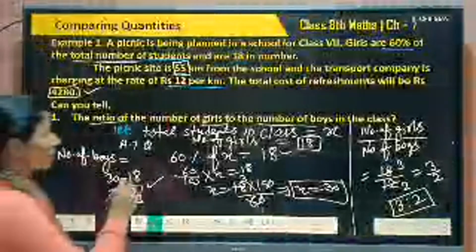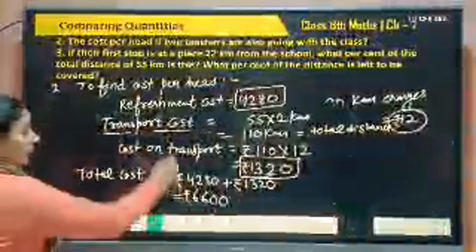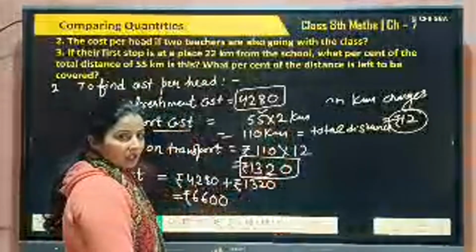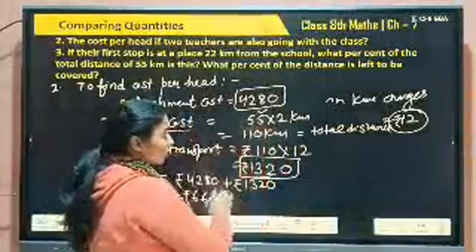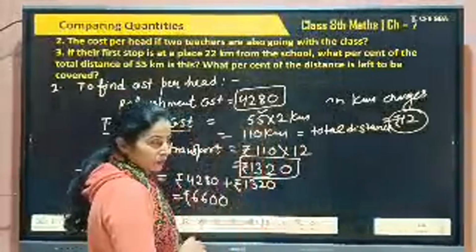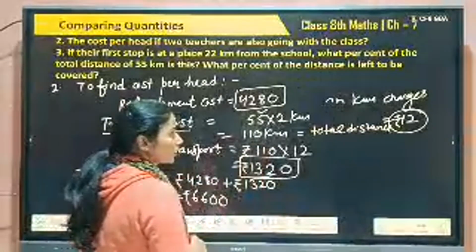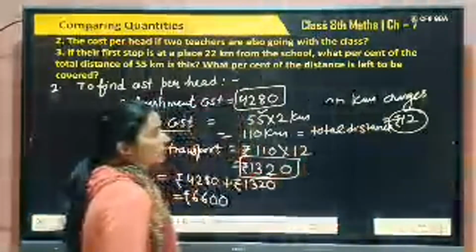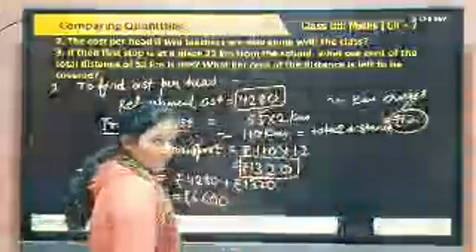So total distance, if we need to find out, because we have to find out total cost, total distance will be, it is 55 for one way, one sided, and if both sided we have to find out, then multiply it by 2. Total distance will be 110 kilometer. Now cost on this transport on this 110 kilometer will be, cost is charges on 1 kilometer is rupees 12, and charges on 110 kilometer will be, multiply it by 12.